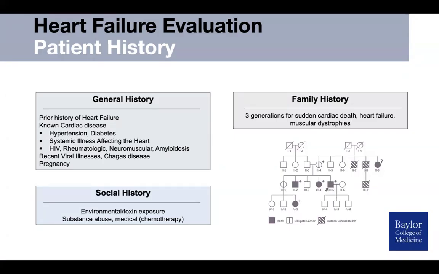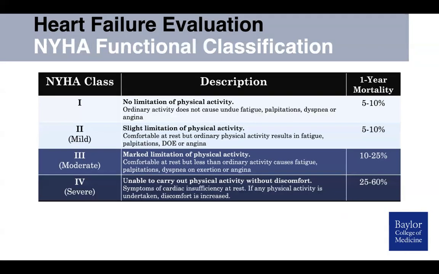You can also look at social history, environmental exposures, toxin exposures, substance abuse, including medical therapy that may have affected the heart, such as chemotherapy. And then family history: you want to look at three generations for sudden cardiac death, heart failure, and muscular dystrophies.